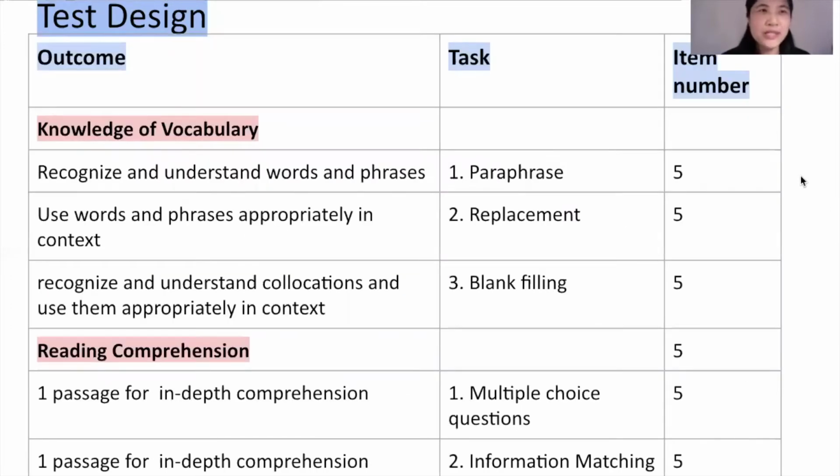Here is our test design. For the vocabulary, there are 3 tasks: paraphrase, replacement, and blank filling. For the reading comprehension, there are 2 reading passages, followed by some questions. Each task consists of 5 items.